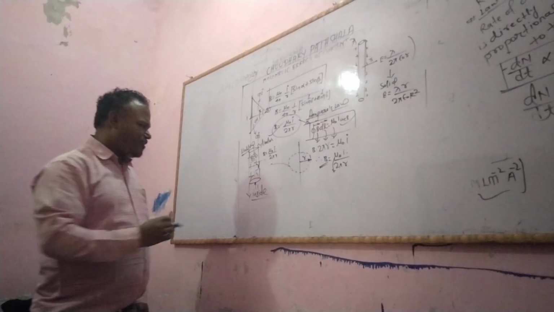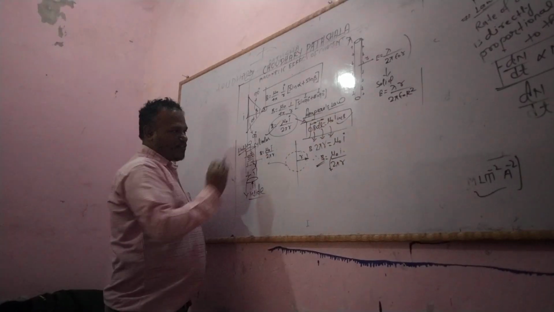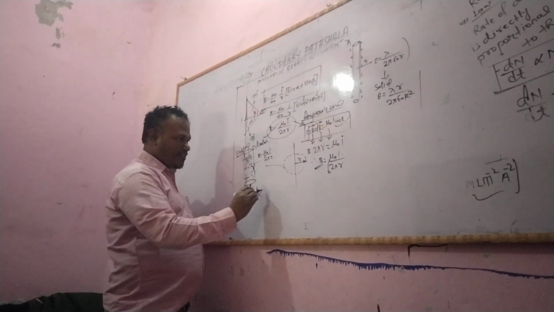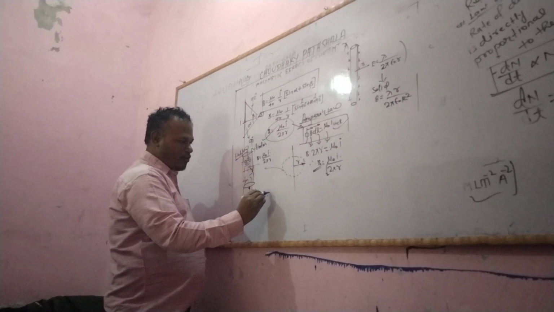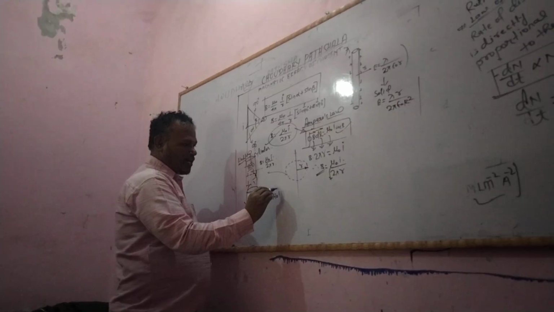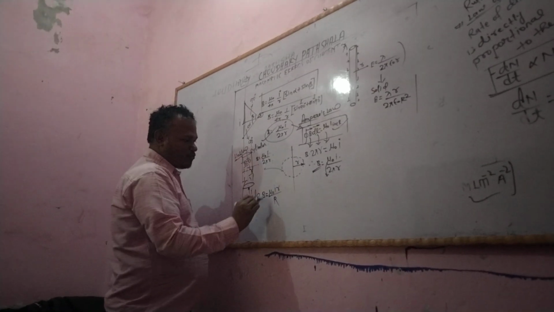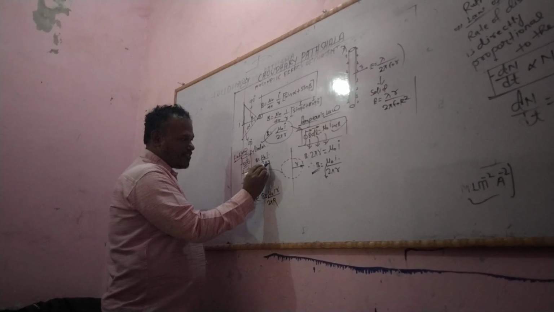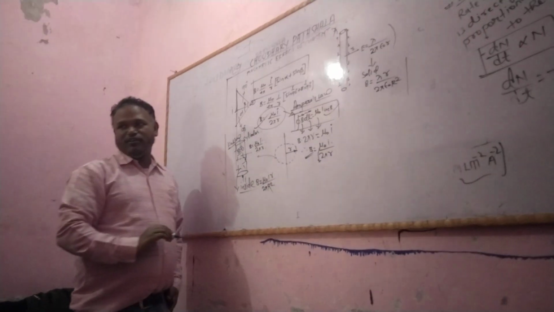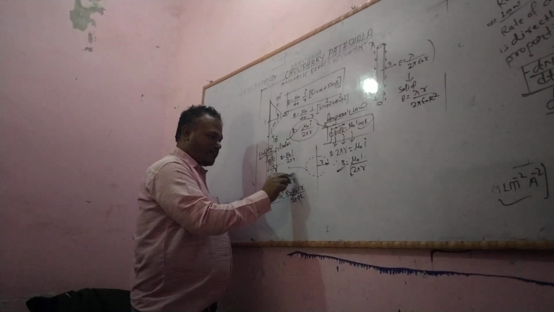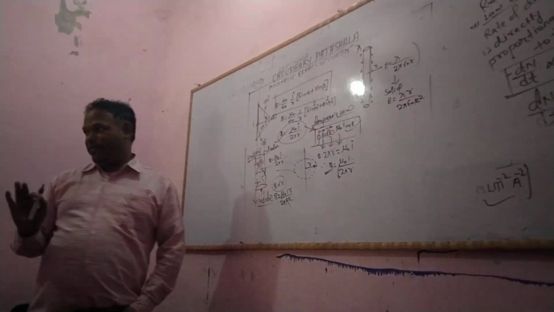So you can remember it very easily. Increase the dimension of r in the numerator and denominator. So you will get the formula B equals mu naught I r upon 2 pi, and this should be capital R square. Now the magnetic field is directly proportional to what? R. There is a comparison.